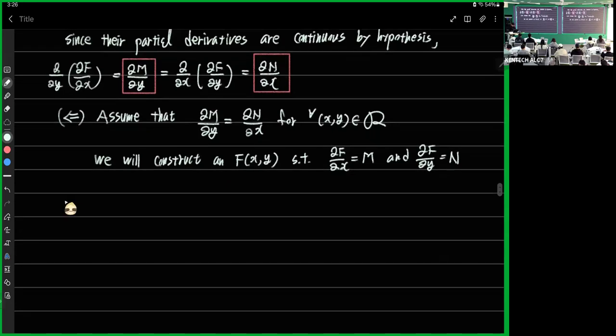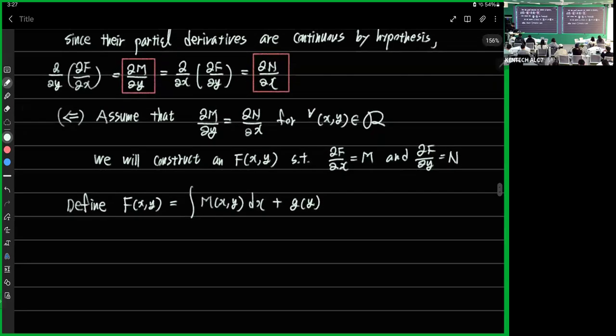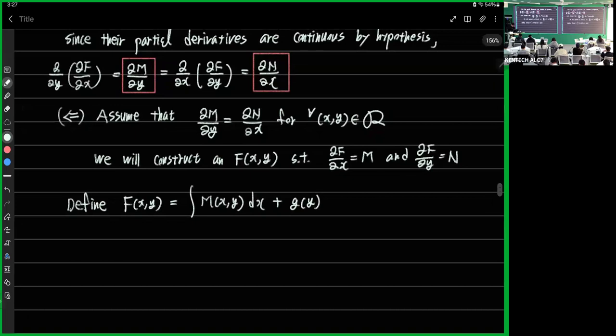What are you gonna do? First, we define f of x comma y. Okay, so we're gonna construct it. How can you construct it? We just define f as what? The integral of m of x comma y, integral of m with respect to x, and then plus g of y. How come? You will see. Now keep in mind here, g is a function of y alone. Why? Where does that come from?